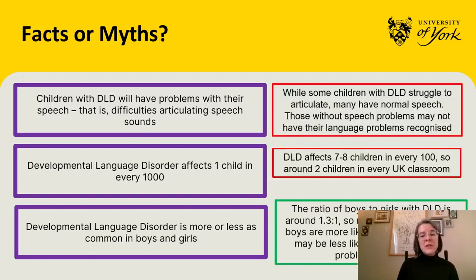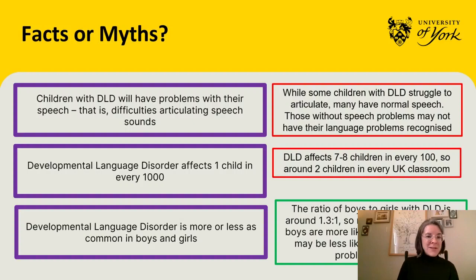The ratio of boys to girls with DLD is 1.3 to 1, so slightly more boys, but not very many. It's nearly equal. It does seem that boys are more likely to receive speech and language therapy. Now, this suggests to me that we're perhaps less good at spotting language problems in girls, perhaps because we expect to see them less.